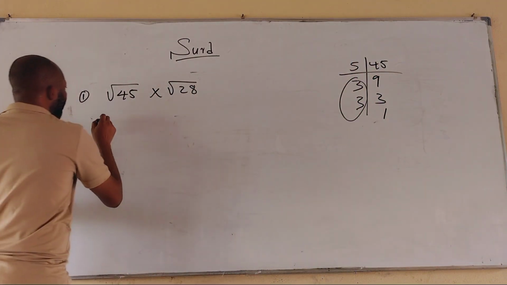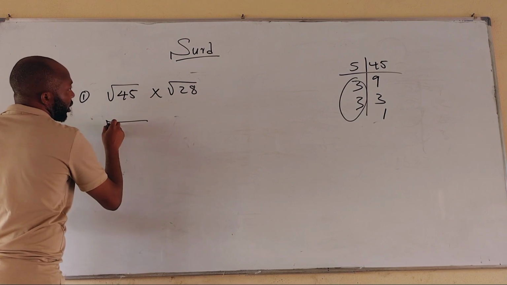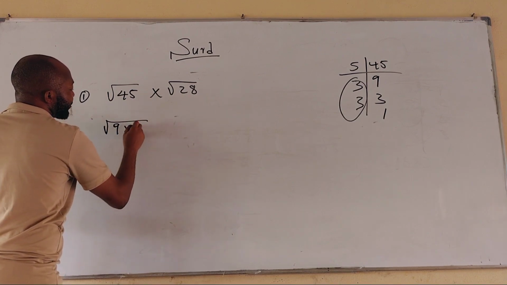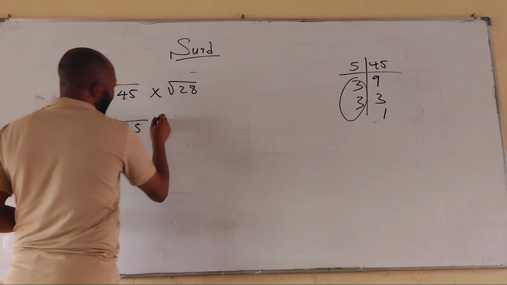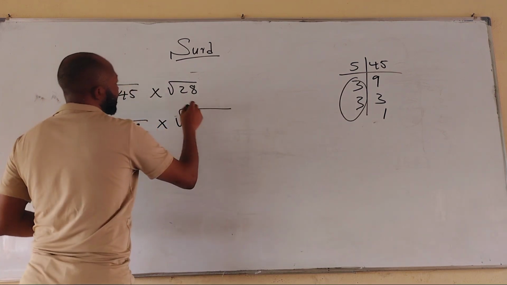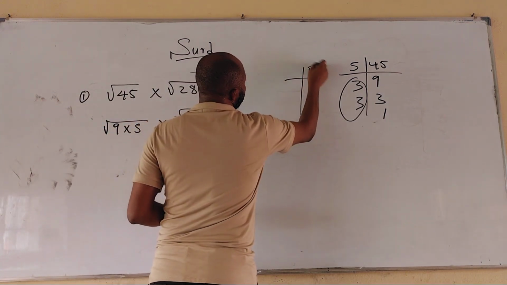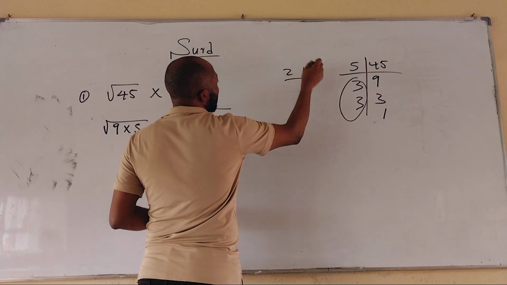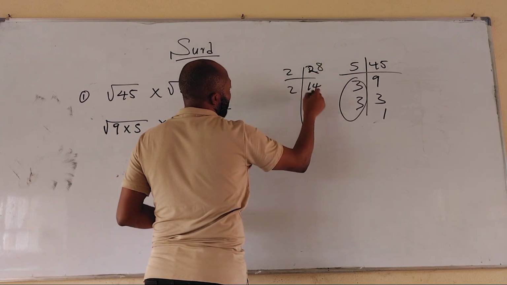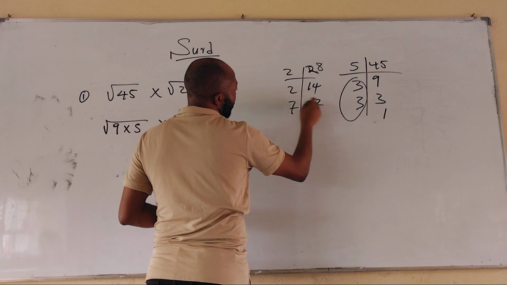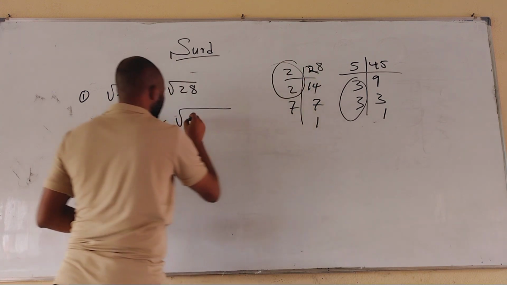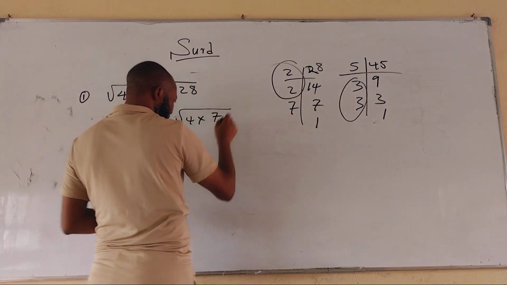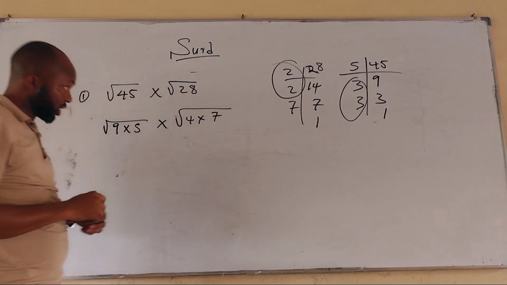So now I have my roots: 9 times 5, times 28. For 28, 2 goes in to give 14, 2 goes into 14 to give 7, and 7 goes into 7 to give 1. So this is 4 and 7, and 4 times 7 gives me 28.